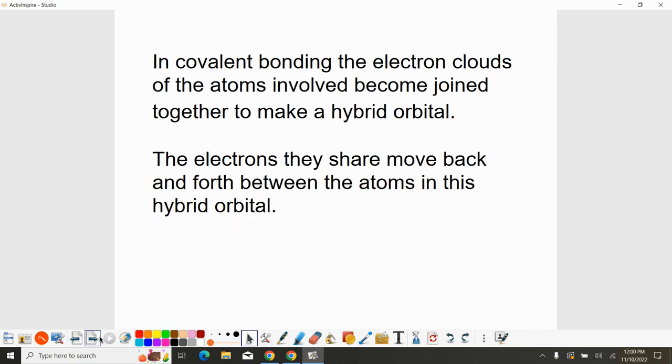In covalent bonding, the electron clouds become fused together. They form what's called a hybrid orbital. And the electrons that they share move back and forth between those two atoms in that hybrid orbital. You can think of the hybrid orbital as a connection between the two atoms. The two atoms become attached.